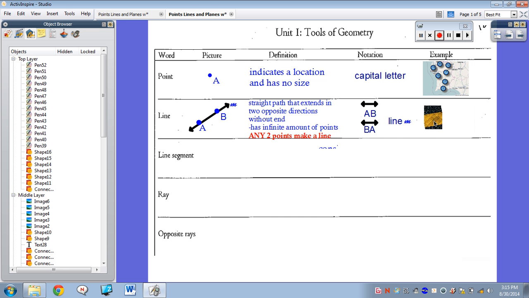Alright, where do you see a line in real life? There are lots of places. The example we have here is a line in the road. So that line in that road will forever keep going in that direction, in 2 directions.